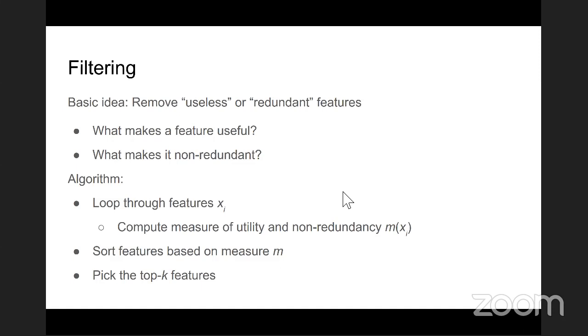The general outline of the algorithm would be that you loop through all features xi. Here i is the dimension, the ith feature, not the ith sample. We loop through all features xi and compute some measure of utility and non-redundancy, call it m sub i, sort all features based on this measure m, pick the top k features and don't include the other features. That is basically the whole filtering idea.